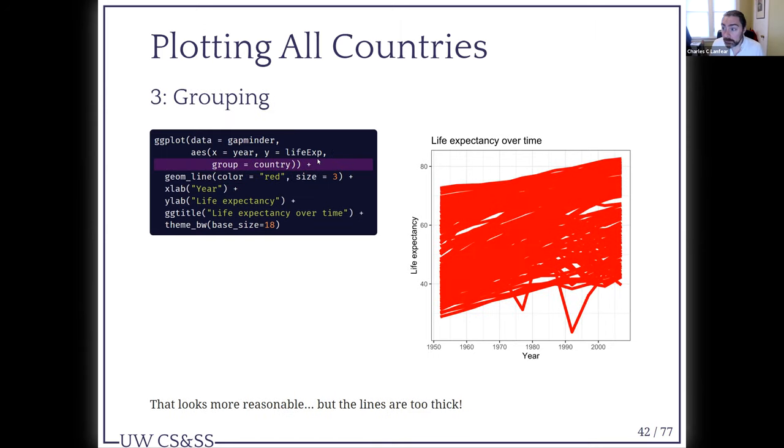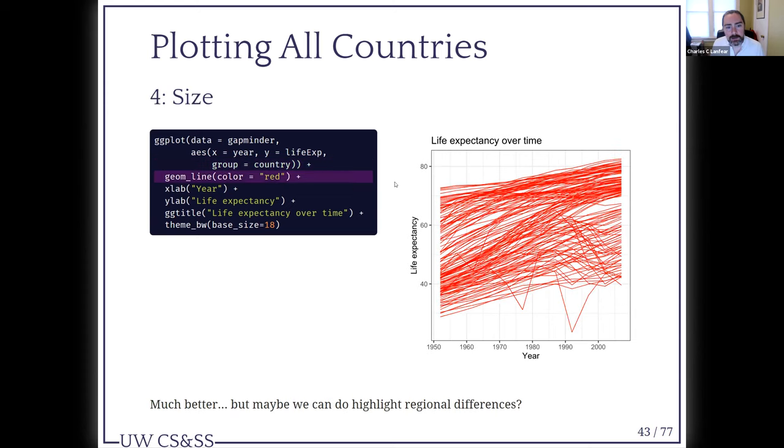Well, we can tell, even though the lines are way too big, that they're at least probably tracking through individual countries. By and large, you can see they're just sort of running left to right. It kind of looks like somebody took a whole bunch of fresh spaghetti and laid it on the table and messed a couple pieces up, okay? The issue here is the lines are too thick. So what we can do is reel back in this size equals 3 on geom_line and remove it. It defaults back to size equals 1, whatever that means. And now we have thinner red lines.